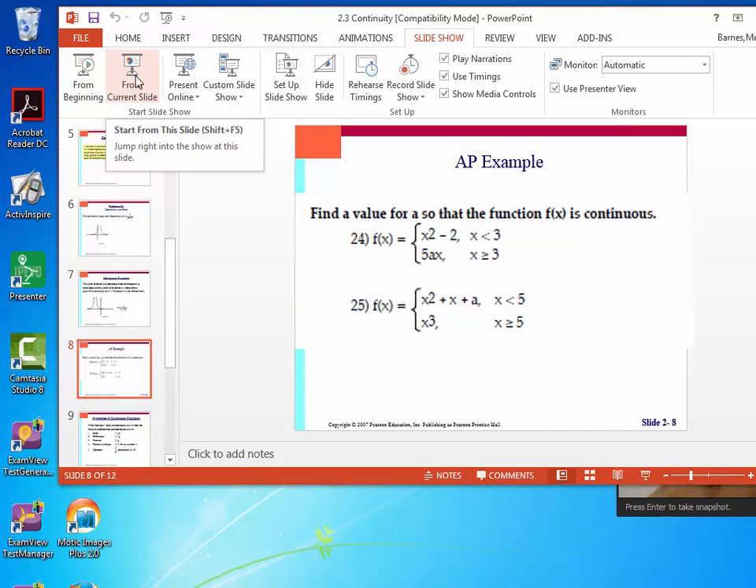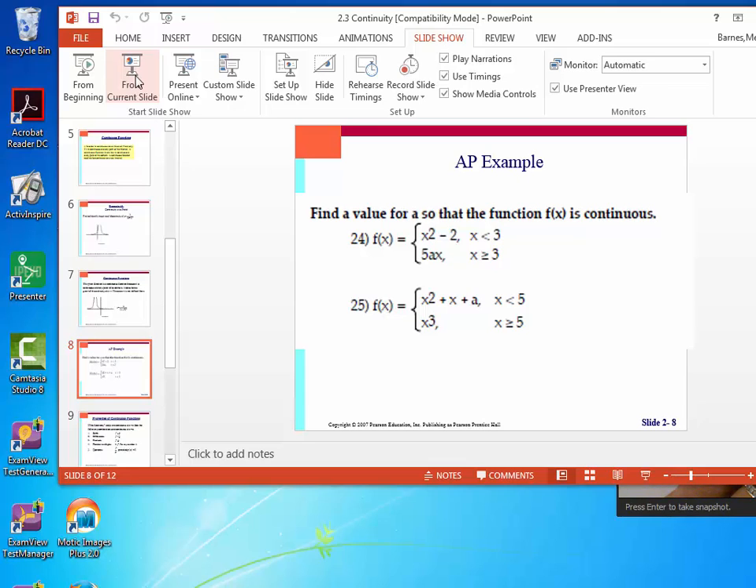Let's first find out what f of 3 is, because the only place it could be discontinuous is at 3. In order to make it continuous, we have to figure out the value of a. When x is 3, the function's value is 15a, because you plug in 3 for x in the bottom function. 5 times a times 3 is 15a. The limit as x approaches 3 from the left, you plug into the top function, and you get 7, because 3 squared minus 2.